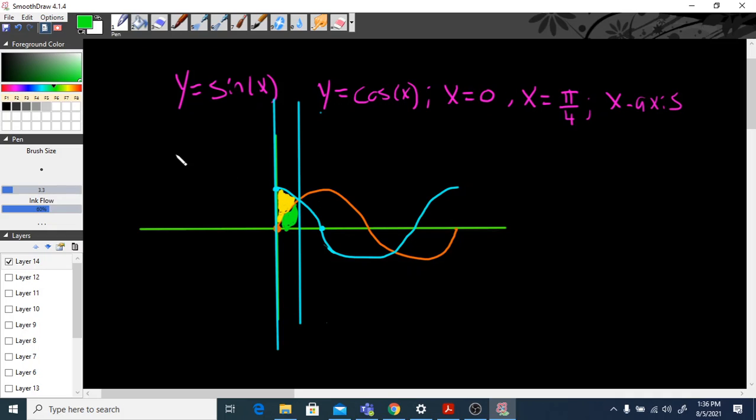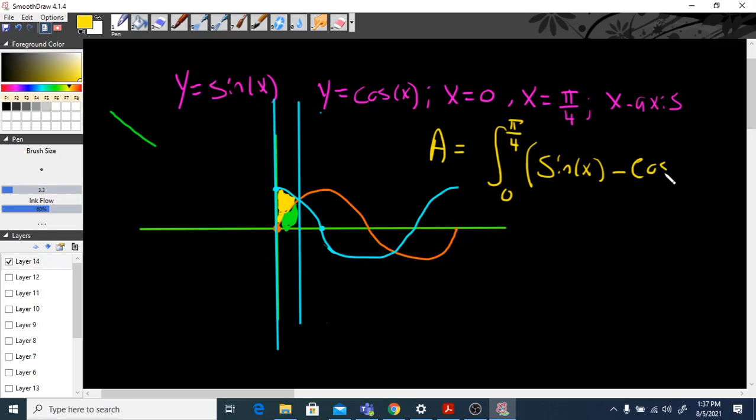In other words, what I'm saying is this. The area of the yellow region is going to be the integral from 0 to pi over 4 of the top minus the bottom. It's going to be sine minus cosine. So this is just a little review of area between curves. That will give us the area of that yellow region.